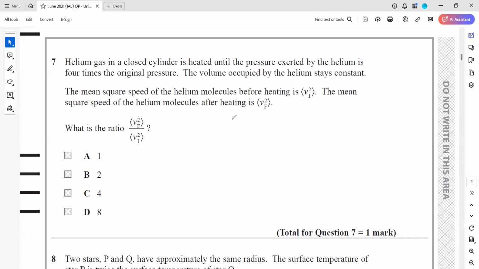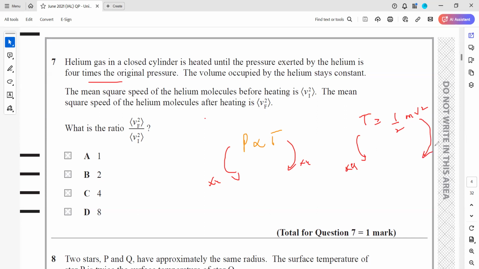So if the volume is constant, it means the pressure and temperature are directly proportional. If the temperature is directly proportional to pressure and the pressure is 4 times, sorry, so if the pressure is 4 times, it means the temperature should be 4 times. And temperature is kinetic energy, which is half mv square. Mass is not changing because it's the same.